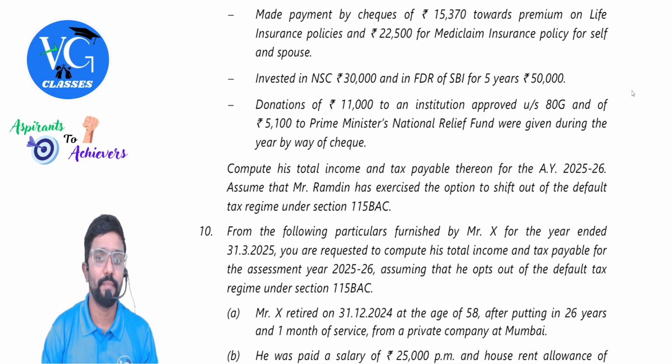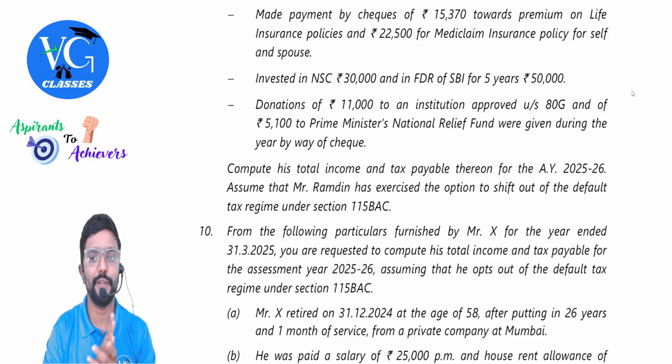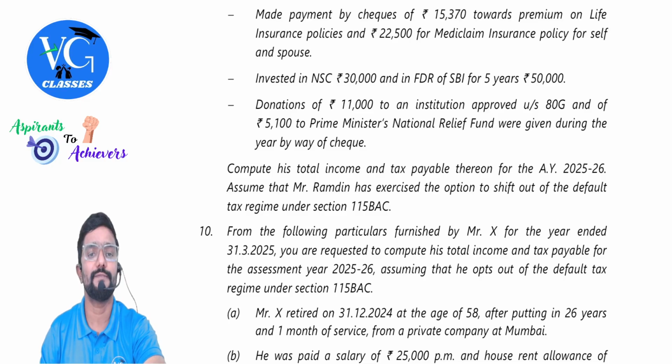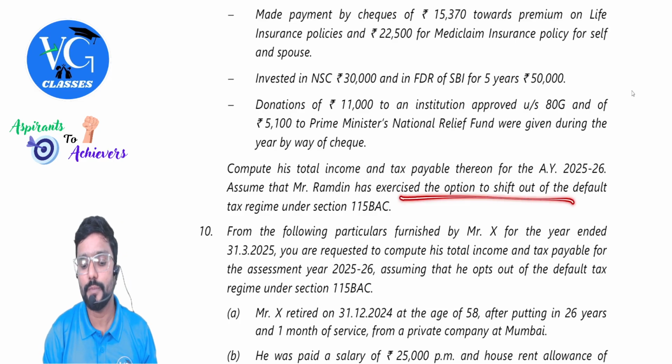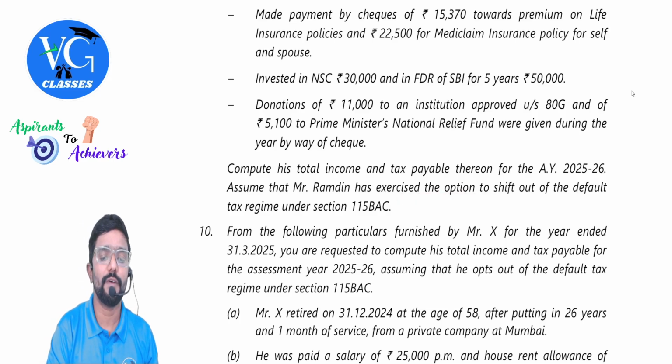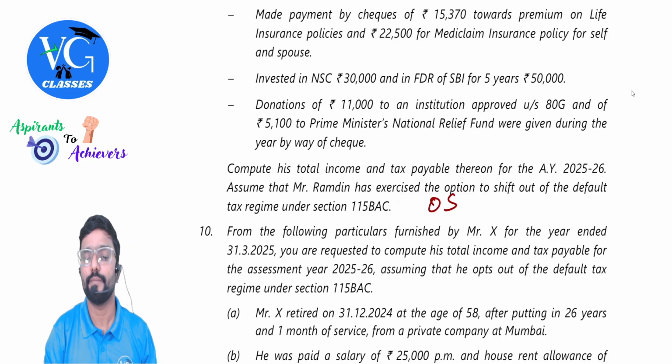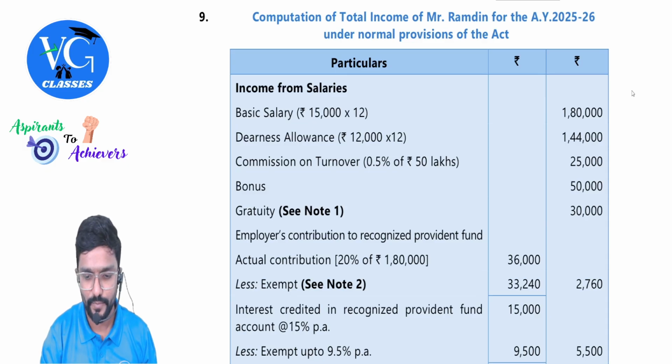Okay, sir. Compute the total income and tax payable thereon for assessment year 25-26. Assume that Mr. Ramdev has exercised the option to shift out of default tax regime under section 115BAC. Means he is following which scheme, guys? He is following the optional scheme. He has exercised the option to shift out, so he is following the optional scheme. Let us see the answer.